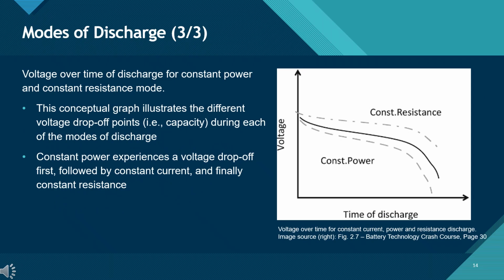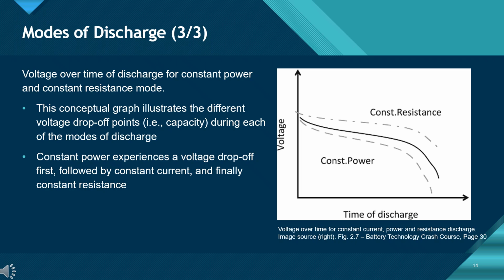Mode of discharge, 3/3. This graph illustrates the variation in voltage over discharge time under different operating modes. Notice that when operating at constant power, the voltage drops off the earliest. That's because to maintain steady power, the current must increase as voltage naturally decreases, which pushes the battery harder and leads to earlier voltage collapse.